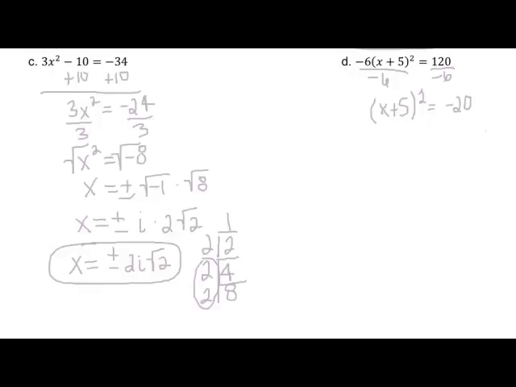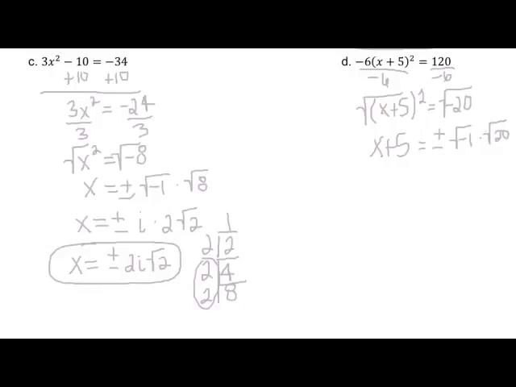Now again, to get rid of a square, we take the square root. Now you could multiply this out as x plus 5 times x plus 5, but as we saw before, it's much faster to just take the square root. So if we take the square root, that gets rid of the square, and we just have x plus 5 equals plus or minus. Again, the square root of -20 can be broken into the square root of -1 times the square root of 20.